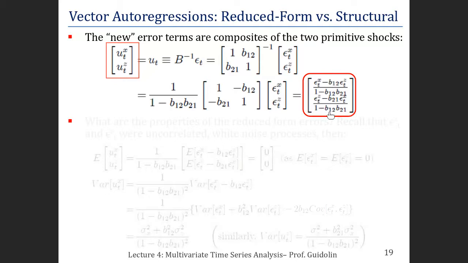Now, the problem is that these new shocks, utx and utz, which are the reduced form shocks, are no longer displaying good properties. They are still white noise, but they are correlated with each other. And this creates a potential issue that we will analyze in the next episode.